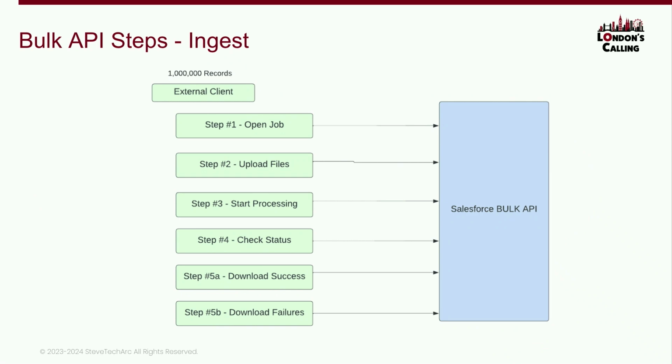So 5 steps. Step 1, hit a buzzer, open a job, get a ticket. Step 2, upload a CSV. All right, well, I have 5 CSVs, so I upload 2, 3, 4, 5, that's all step 2. And then I ring the buzzer, start processing.